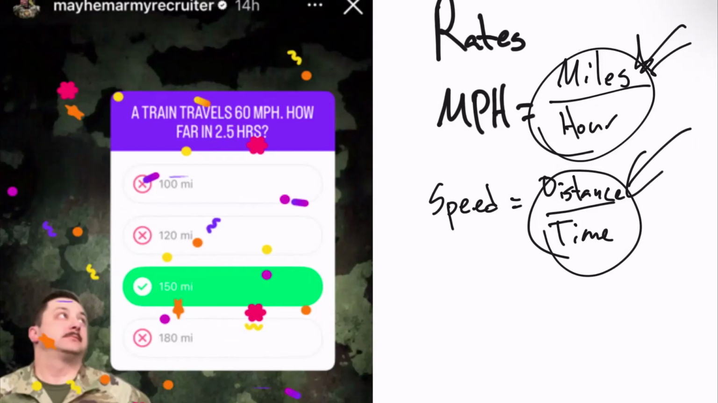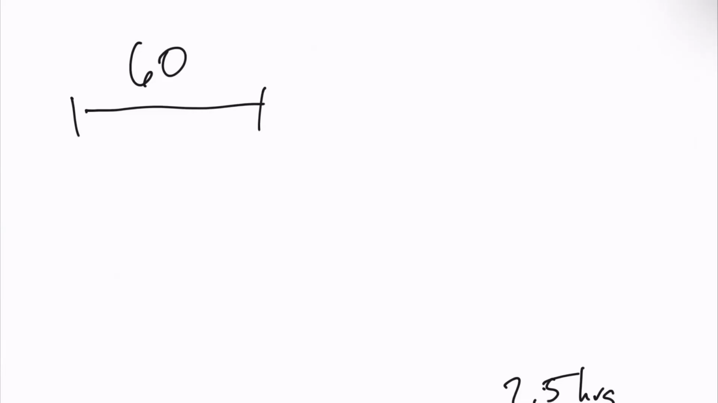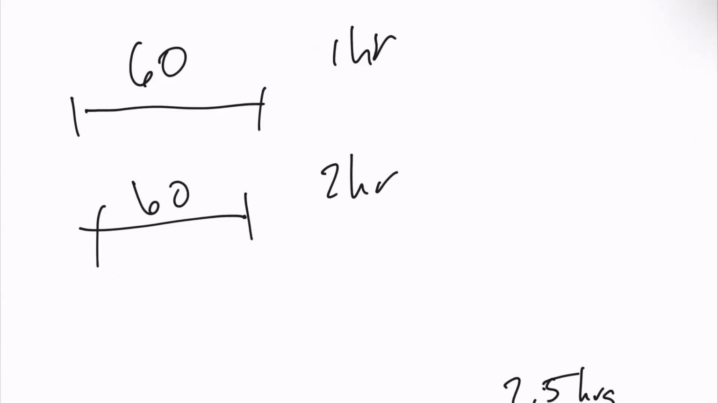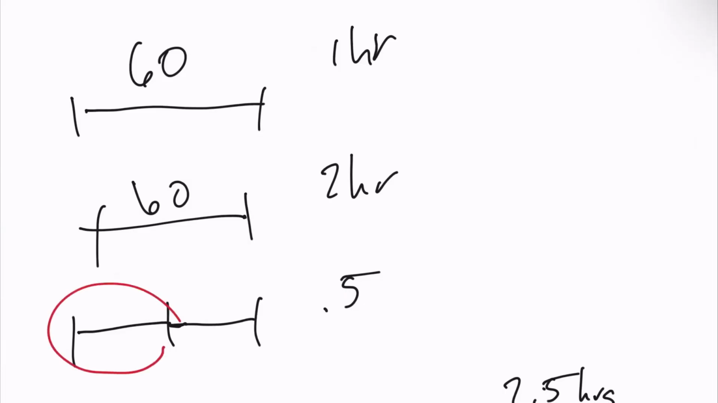So 60 miles per hour, how far in 2.5 hours? One cool way you could do this is to say, okay, I need 2.5 hours. In the first hour, that's 60 miles. In the second hour, that would be another 60 miles. And in the extra 0.5, the extra 30 minutes, that's going to be half of whatever that distance was. So whatever half of 60 is, which, if you know the math right away in your head, is 30.